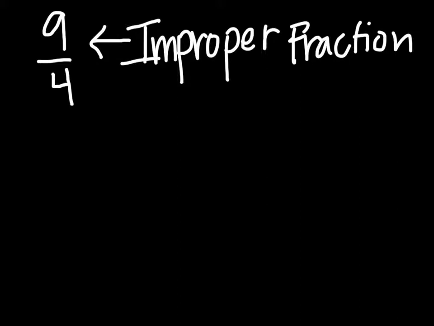Well, if you said divide, you are absolutely correct. Remember that this is a dividing bar, right? The fraction bar is the same as a division sign. So what we're going to do is take 9 and divide it by 4. Well, I know that 4 can go into 9 twice.